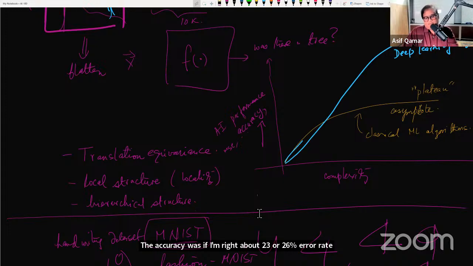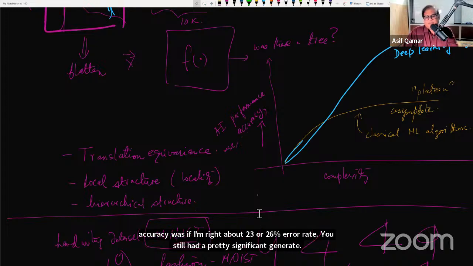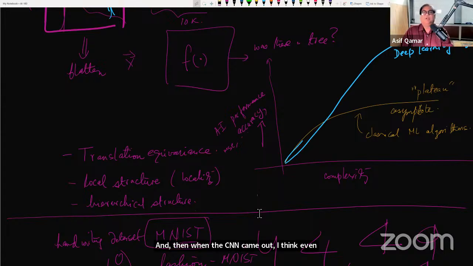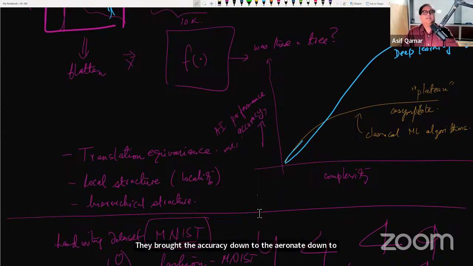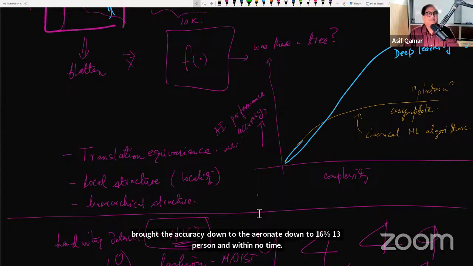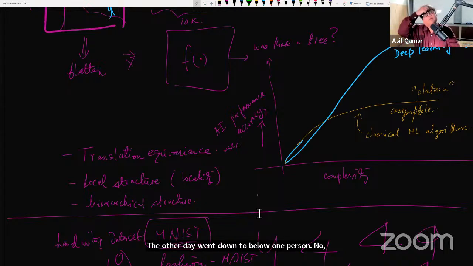And then when the CNN came out, I think even in the very first iterations, they brought the error rate down to 16%, 13%, and within no time, the error rate went down to below 1%. Now it is like 99 point something accuracy. It's practically perfect, and the errors are so low. If you look at the situations where it got wrong, those by no valid definition would be considered digits by anybody, right? They're just squiggly marks that somebody labeled as a digit, right? So obviously the CNNs have achieved perfection.